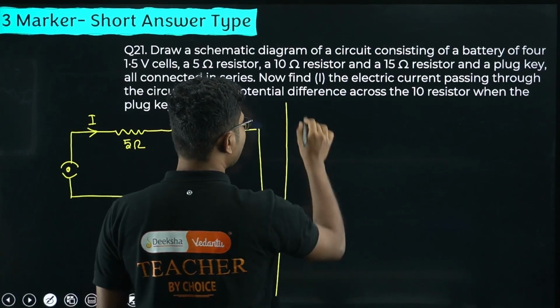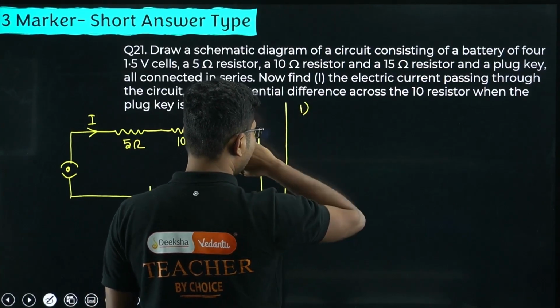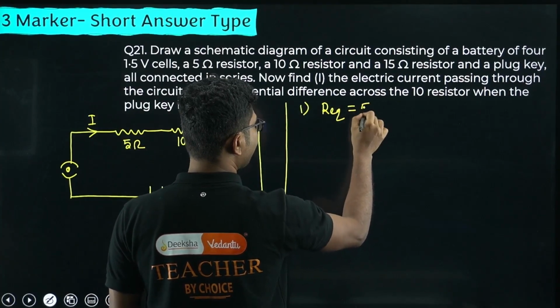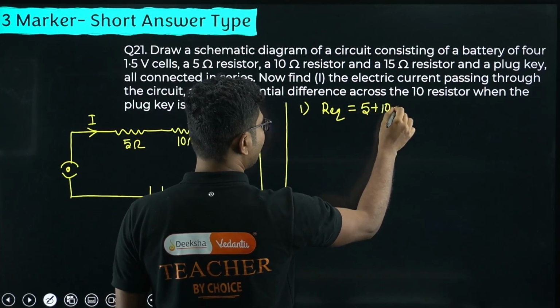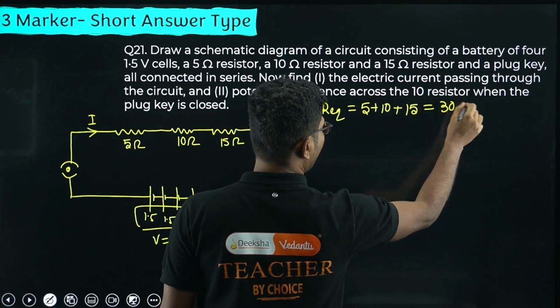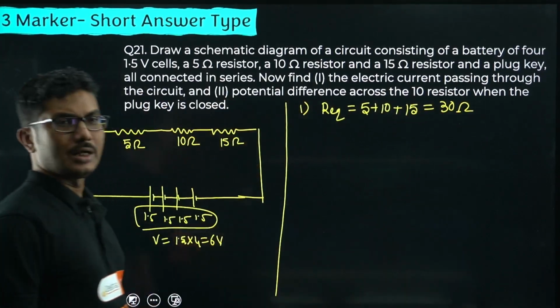For that we have to first calculate the resistance. What is the equivalent resistance? 5 plus 10 plus 15. So that is 30 ohm. Okay, 30 ohm is the equivalent resistance.